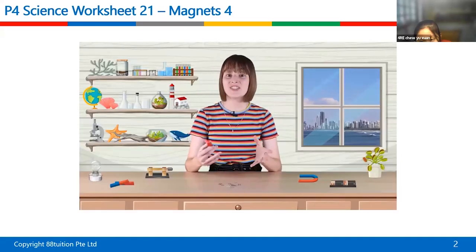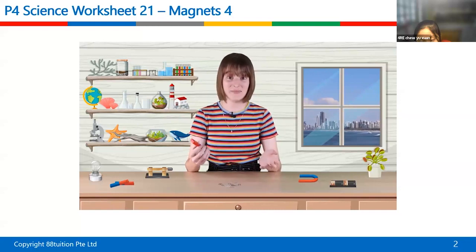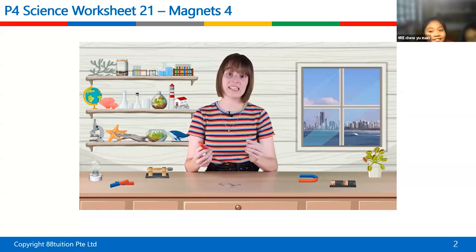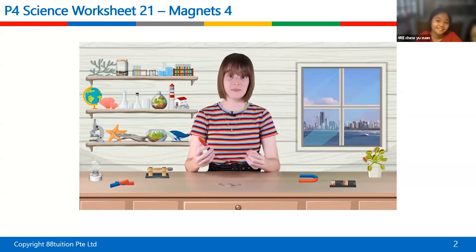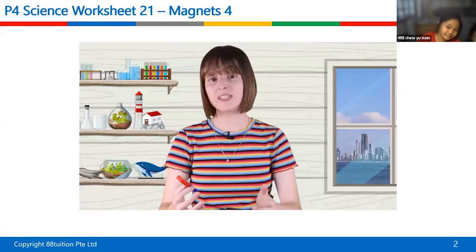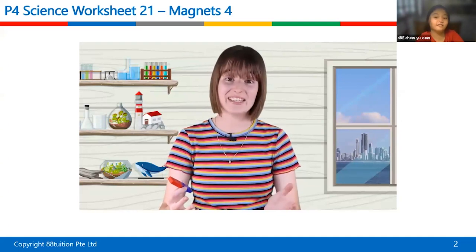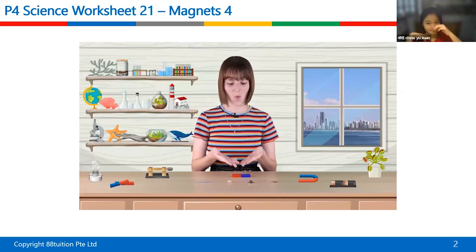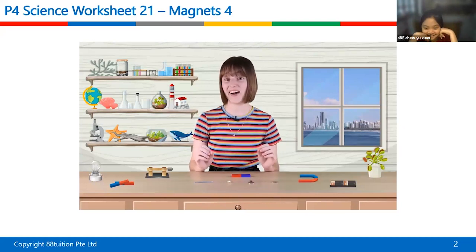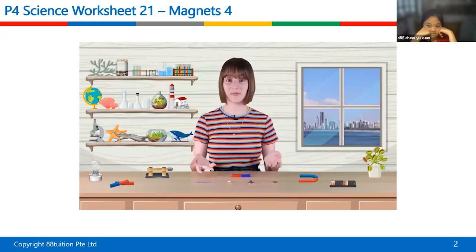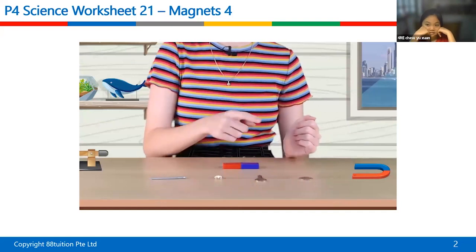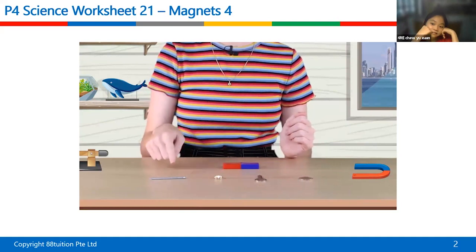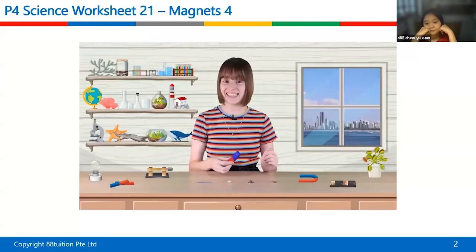A magnet can attract objects that are made of magnetic materials. This means that the metal iron in these paper clips must be a magnetic material. Objects made of or containing iron will be attracted to magnets. Let's test it out. One of these objects is made of iron. Can you take a guess at which one? We have a coin, a key, a gold ring, and a nail. Let's test it out.